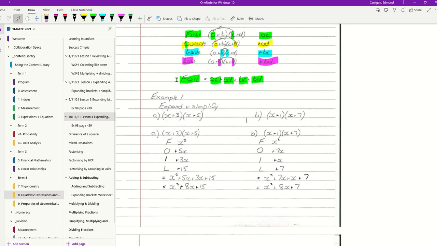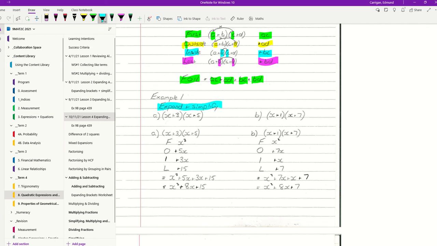Now I've done these two examples here. The first chunk is where we're going to look at positive ones. I've set this out with a lot of lines, but you don't need to do that. You can leave out the FOIL part and go straight down to the line where you put them together. I have done it just to make it really clear what I'm doing with these first examples.